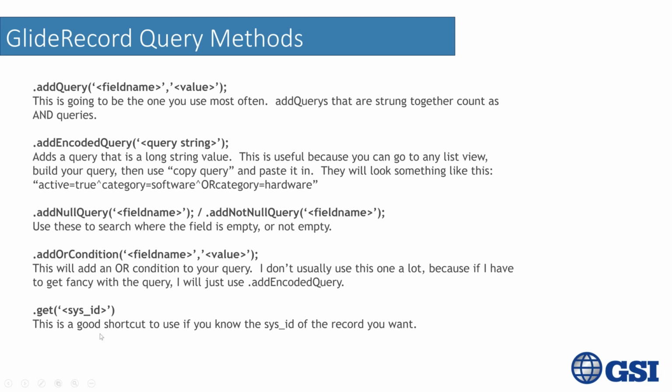So if I know the sys_id of the record that I want, I can use a .get to retrieve exactly that record. I don't have to do anything else. I can just inc var .get this one, and then I can start working with it. All right, so a brief explanation of those.